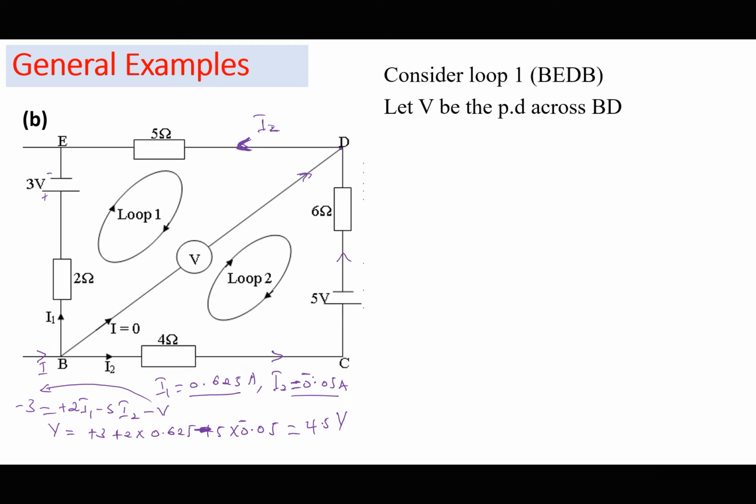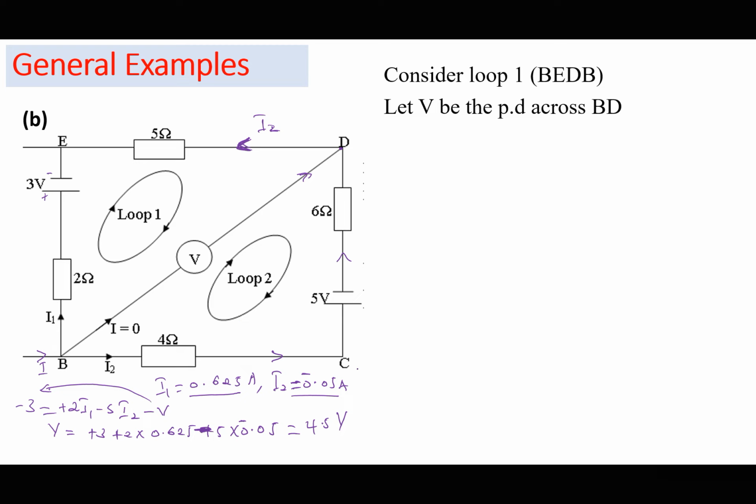So it means this is negative, this is 4.5. I can also check, of course I expect to get the same answer if I choose another loop, the other loop which is below. So using the second loop, moving from B, say to C, to D, back to B, the EMF is going to be negative.